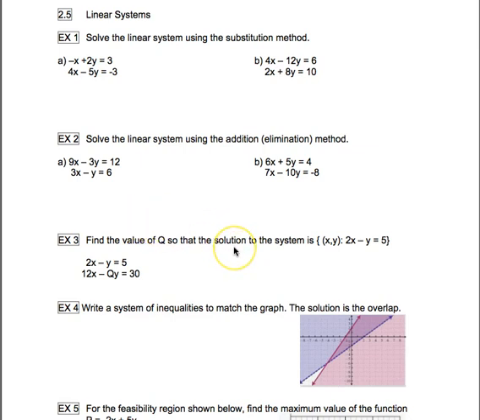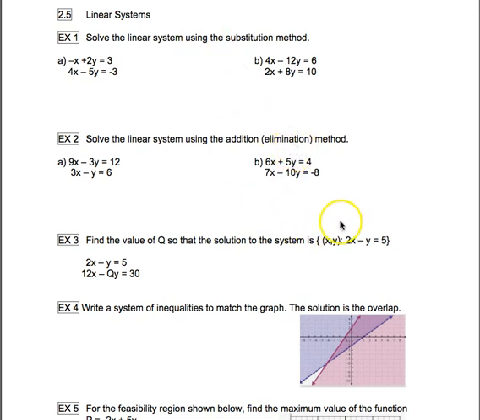Today we're talking about linear systems, and we've got systems of equations as well as systems of inequalities. So we're going to start with the equations. And remember that there are three methods that you can use to solve a linear system. You can solve with the graphing method, with the substitution method, or with the addition method, which is also called the elimination method. Sometimes it's also called linear combinations.